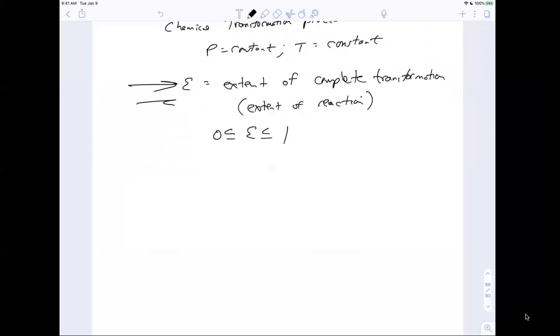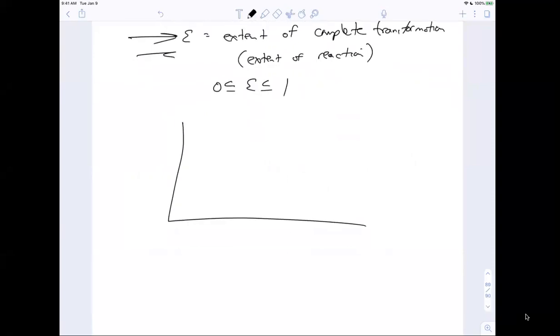That is the central question that we want to answer now, with all of the thermodynamic machinery that we've developed so far. So let me write this down. Here's a graph. Here's epsilon, our extent of complete transformation. And as we've said, it can be from 0 to 1. But we don't know what value that epsilon is going to be. It could be 1/2, certainly, but we don't know.